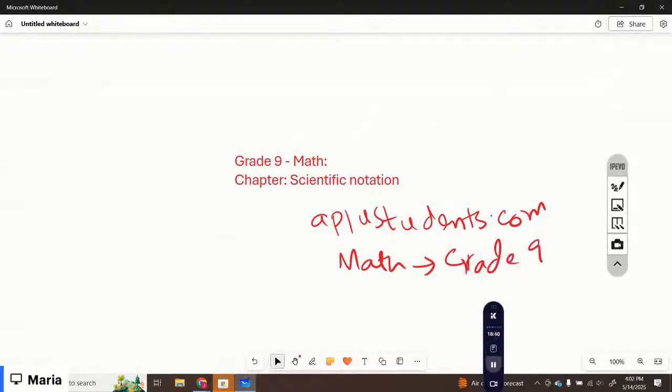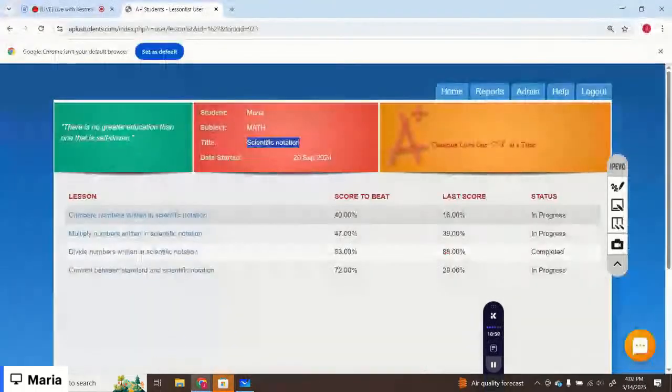We're going to start with the chapter scientific notation. So please make sure you have your notebook and pencil so that you can write down the important examples and definitions as well. Let's just start with the lesson that is compare numbers written in scientific notation.